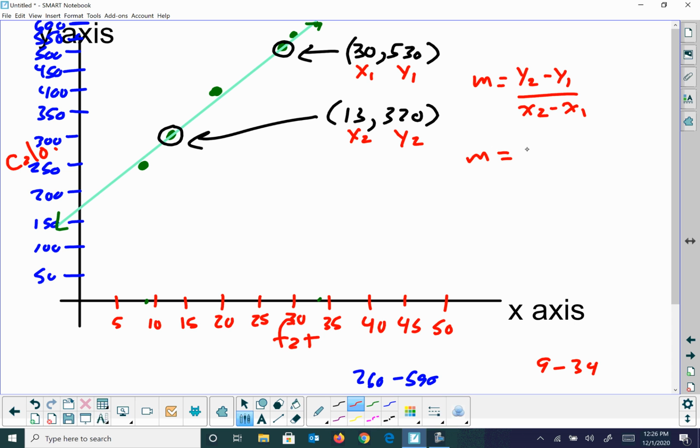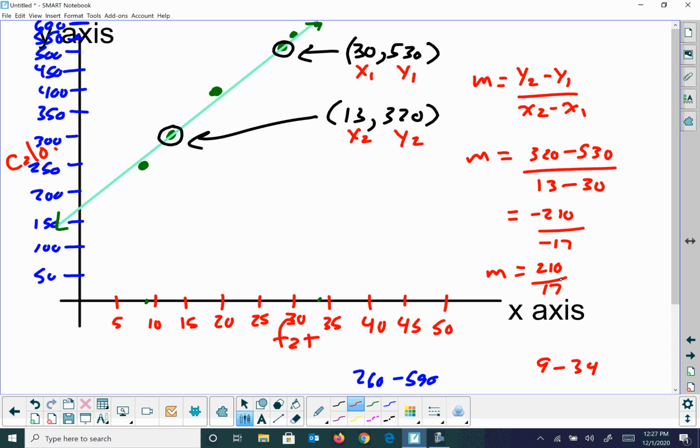So I'm going to go 320 minus 530 and 13 minus 30. So 320 subtract 530 is negative 210. And then 13 minus 30 is negative 17. So we get negative over negative, so it's positive. So we have a positive slope. So we get 210 over 17.